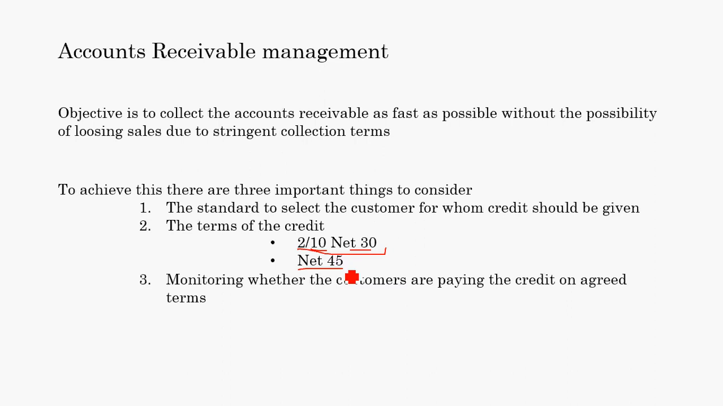Third thing is the company, after giving out credit, should also monitor the customers as to whether they are paying the credit as agreed upon in the terms. If they are supposed to pay in 30 days, are they paying within 30 days, or are they extending the credit period or not? These are the important things that you have to consider to come up with a proper accounts receivable management process.